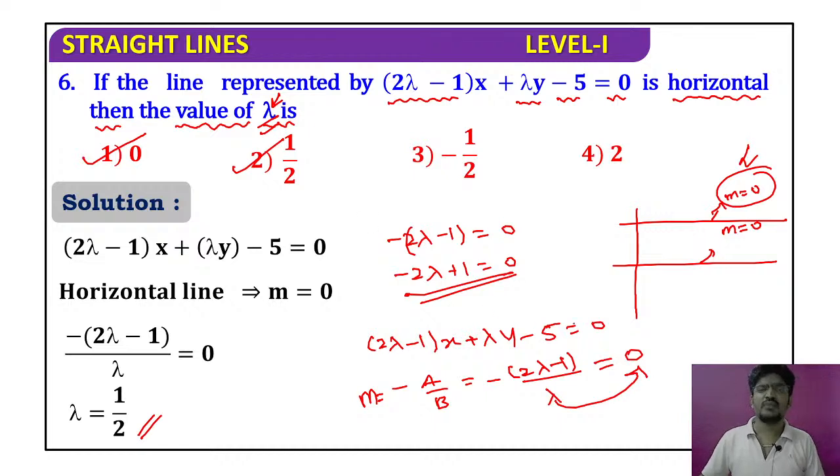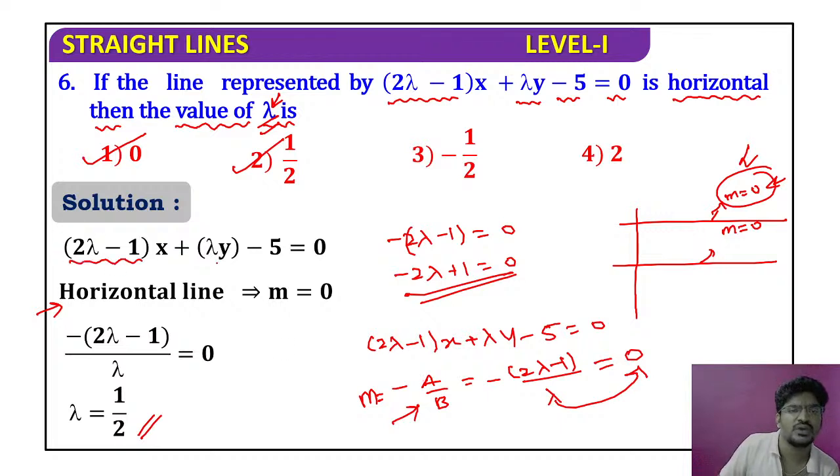So, to find the lambda value, use what I have asked. What is the slope of a horizontal line? That is 0. This condition you have to use here. See here, for a horizontal line, m equal to 0. So, use the slope formula minus a by b. From minus a by b, the a term is 2 lambda minus 1, the b term is lambda. Okay. So, you use that, and lambda equal to 1 by 3.